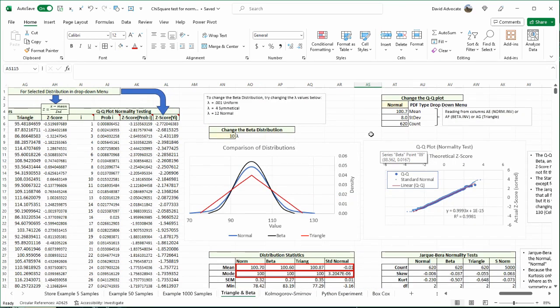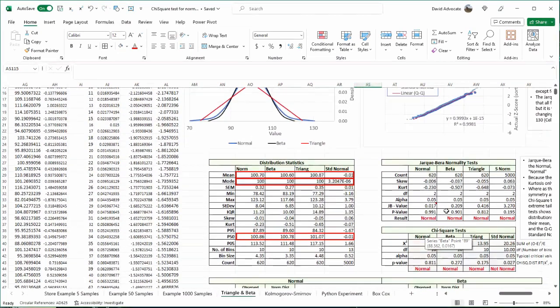So let's run a series of simulations to see how the normality tests work. I've set the QQ plot to normal, and if we look at it now, we can see there's a large blue point out here that's falling off the line, which might have repercussions. And you can see that the standard normal is coming out not normal. But let's run some simulations and see what happens.